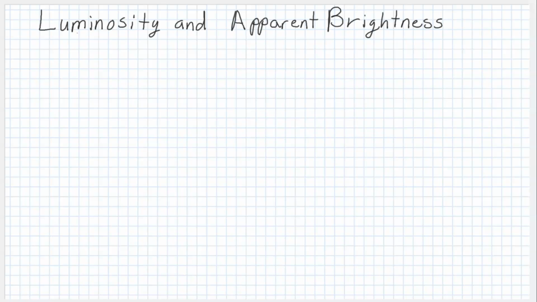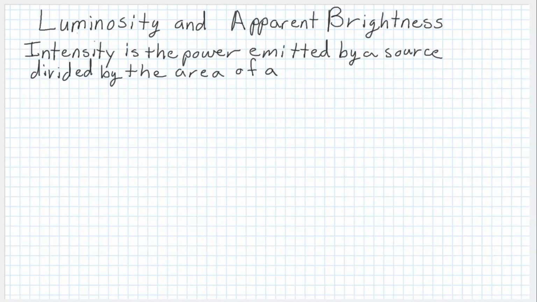This video is going to be about luminosity and the apparent brightness of stars. I'm going to start out with a review of power and intensity. Intensity is the power emitted by a source divided by the area that power is spread over.